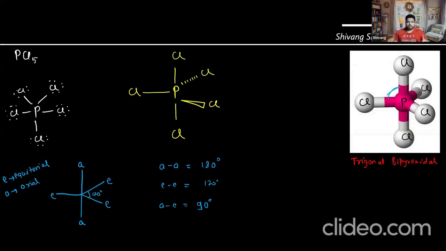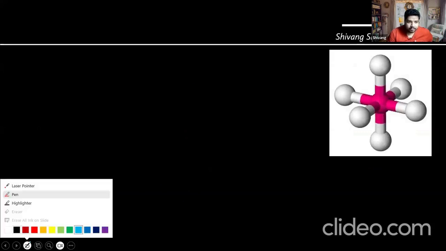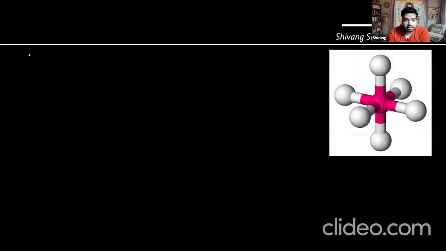Okay, let's move on to the next molecule, the final one in our syllabus of international boards, SF6. How does it look? It looks exactly what we expect it to look. Six fluorines are bonded to it, each fluorine having three lone pairs.